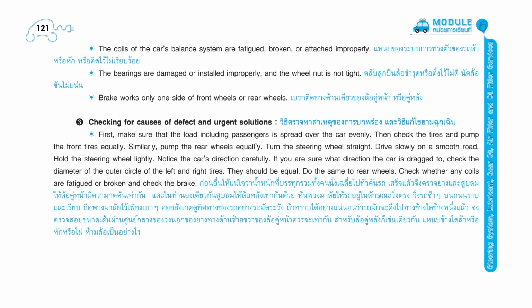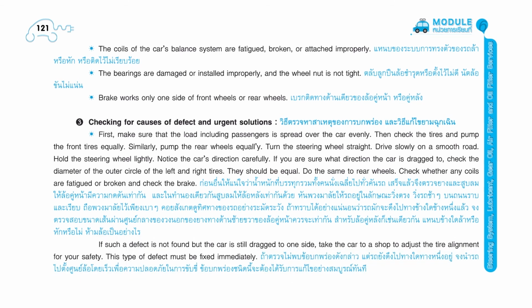If you are sure what direction the car is dragged to, check the diameter of the outer circle of the left and right tires. They should be equal. Do the same to the rear wheels. Check whether any coils are fatigued or broken, and check the brake. If such a defect is not found, but the car is still dragged to one side, take the car to a shop to adjust the tire alignment for your safety. This type of defect must be fixed immediately.